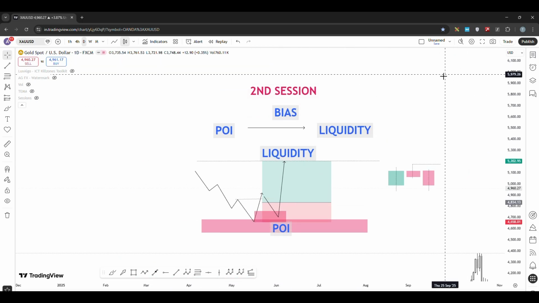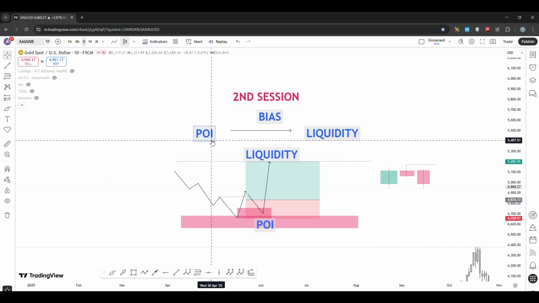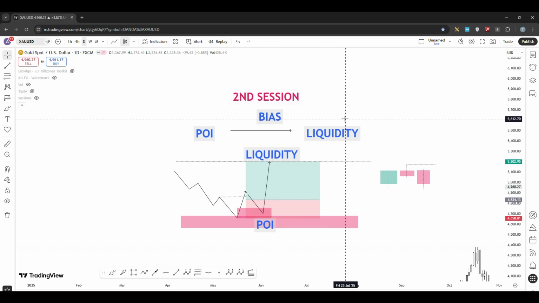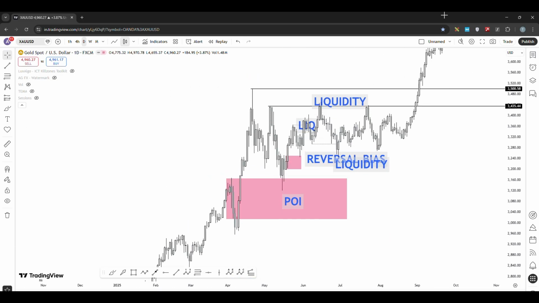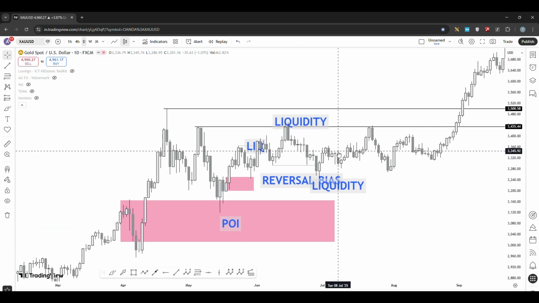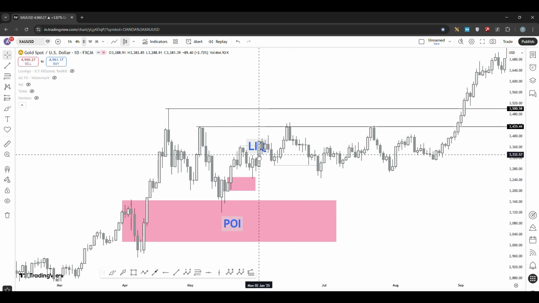Okay, so this is what I had to talk to you about liquidity today. And bias and reversal bias, those are very important to understand. And I think till now you have understood how to find the bias of the market. It should not be problematic to find out the bias of the market.